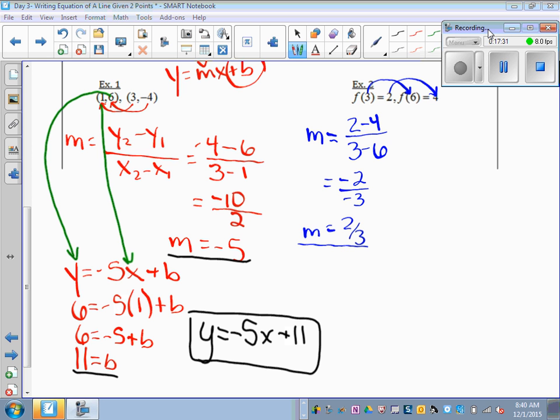Alright, so again, let's pick one of my points. Which point would you like to use? 3, 2, or 6, 4? 6, 4. Alright, 6, 4. So this is my x value, this is my y value. So I'm taking that and putting it into my equation. We have y equals mx plus b. So y is 4, m is 2/3.